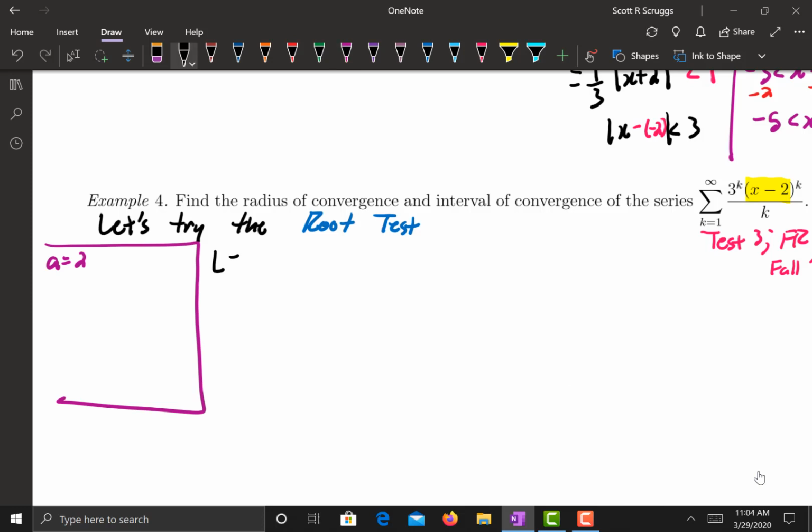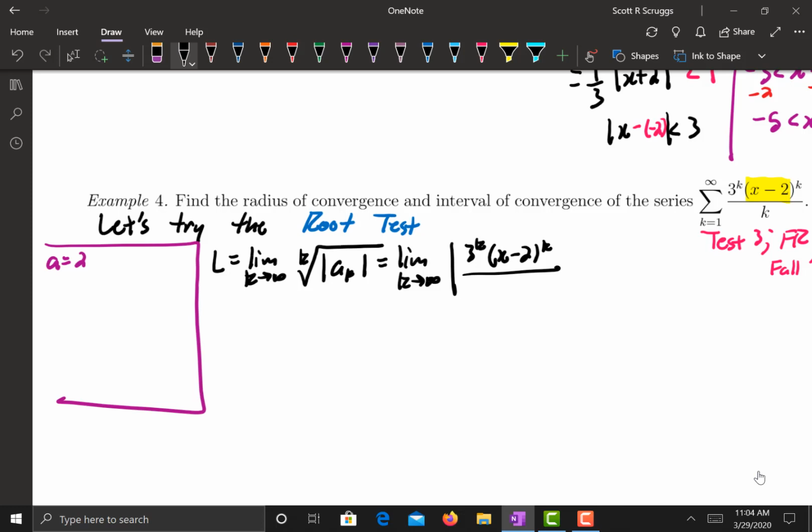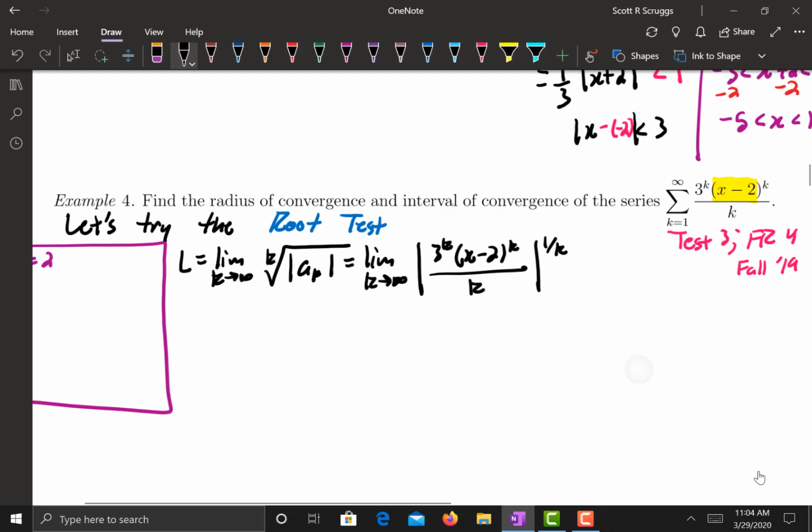And now with the root test, L is the limit as k goes to infinity of the kth root of the absolute value of a of k, which will be the limit as k goes to infinity of the absolute value of 3 to the kth power times (x minus 2) to the kth power divided by k, all to the 1 over k. Alright, and so now I'm going to take the 1 over k root of 3 to the k, (x minus 2) to the k, and then k.